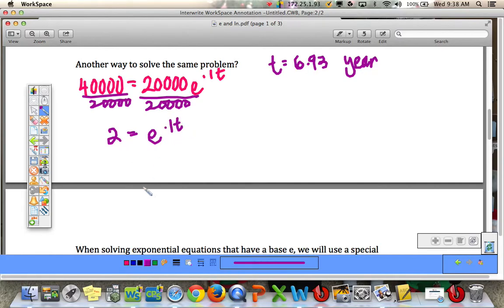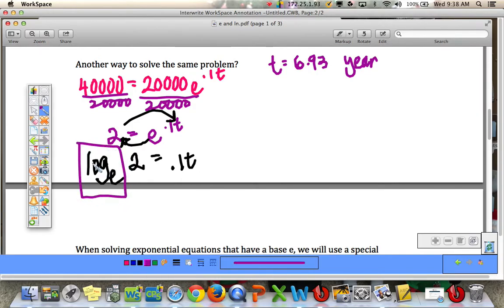This is exponential. If you look at the exponent, it's a variable. So let's use a logarithm to solve. We have log, the base is e, of 2 equals 0.1t. Whenever you see log base e, this is actually programmed into our calculator as ln for natural log, because it happens often in nature. So we're going to change that to ln of 2 equals 0.1t. To get t by itself, we're going to divide by 0.1.